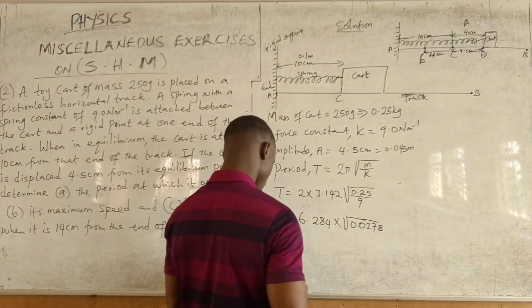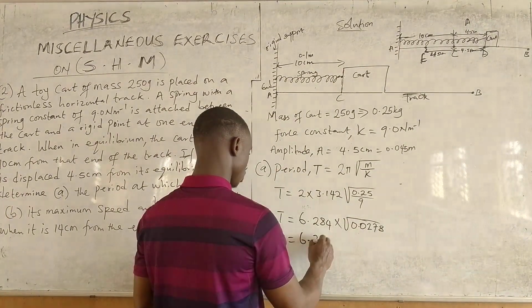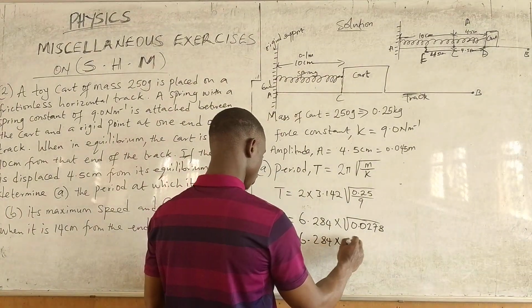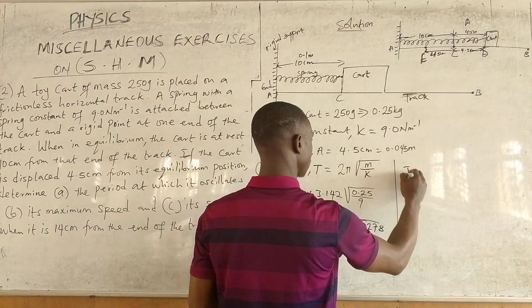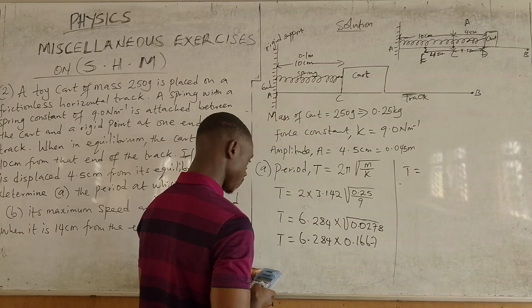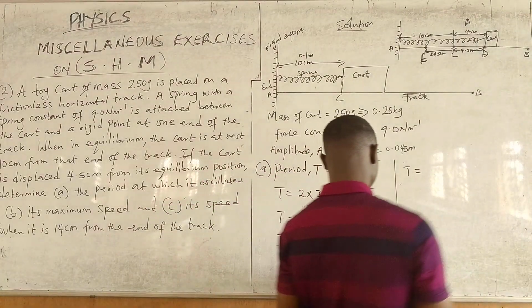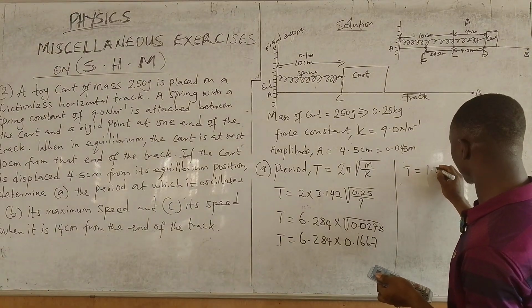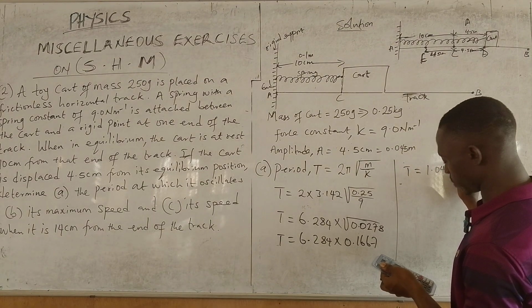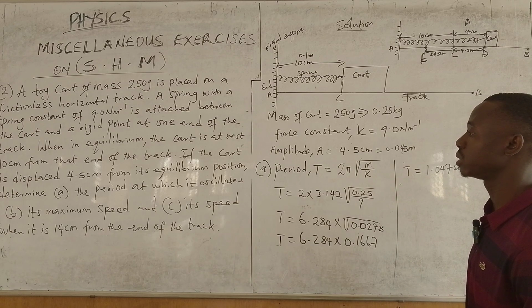That's 0.0278. T will be equal to 6.284 times 0.1667, and finally T will be thus 1.047 seconds. So that's the period.